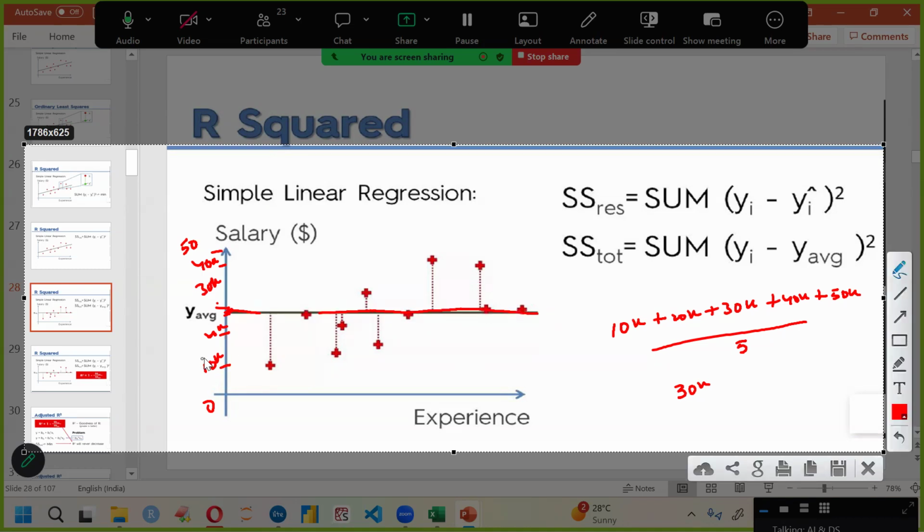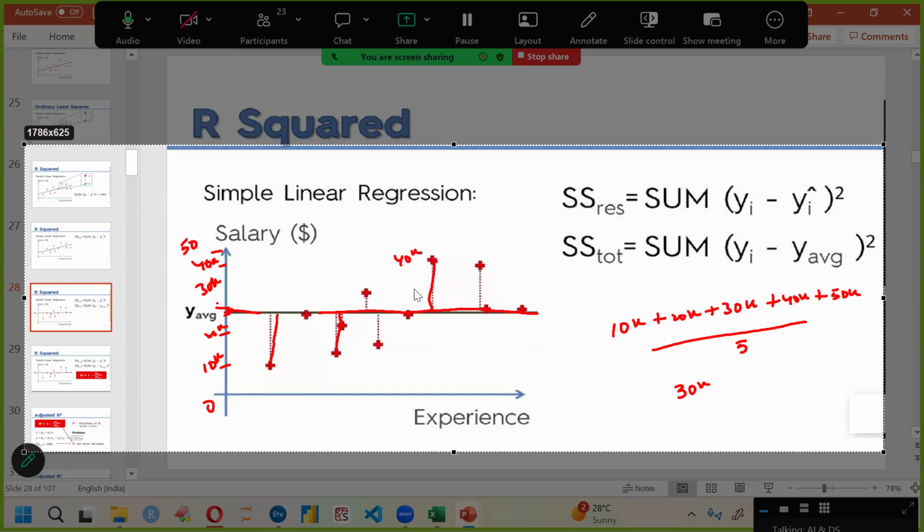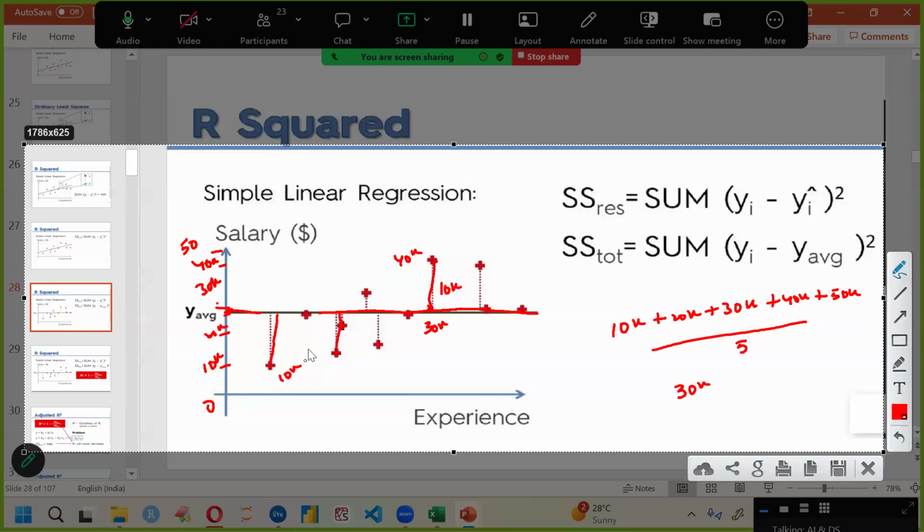Now from each point, I am projecting to this line. Suppose, for example, this is 40K. This point is 30K, so what is the difference? The difference is 10K. This other point is around 10K and this line is 30K, so what is the difference? There is a 20K difference. Okay.